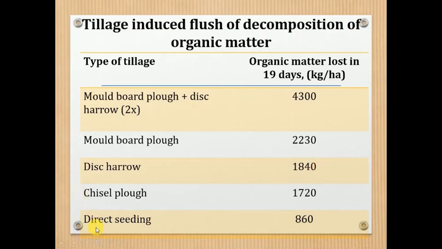When it comes to direct seeding, where no land preparation is happening, the loss of organic matter for a period of 19 days is 860 kilograms per hectare, which is very much lesser compared to the losses with implement usage.